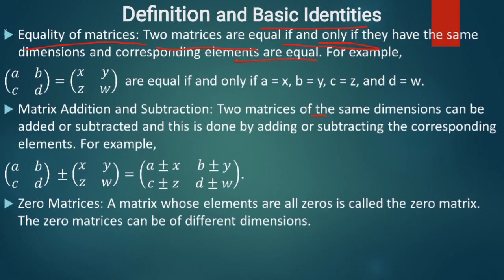The next definition you need to know is what we call a zero matrix. What's a zero matrix? A matrix whose elements are all zeros. So all the entries are zeros is called a zero matrix. The zero matrix can be of different dimensions. So you could have one of 0, 0. What is the special name for this kind of matrix? Remember, we said it's called a vector. They're special cases. In this case, it is a zero matrix.